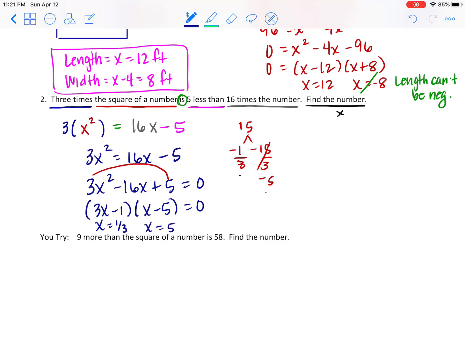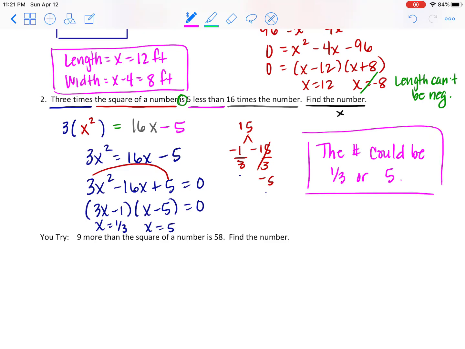Remember, that's the opposites of what we had over here. Now here we're just looking for a number. There's no stipulation on what that number is. It could be a 1/3, it could be a 5, so both answers are going to work here. So we're going to say the number could be positive 1/3 or positive 5. Either one of those satisfies this criteria.